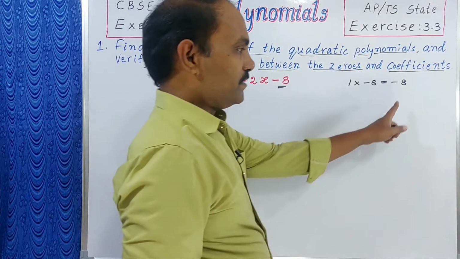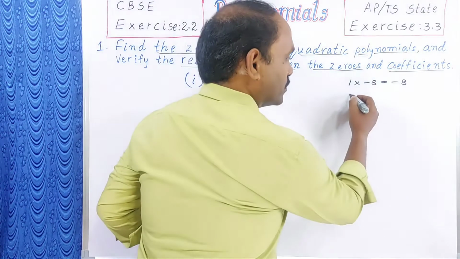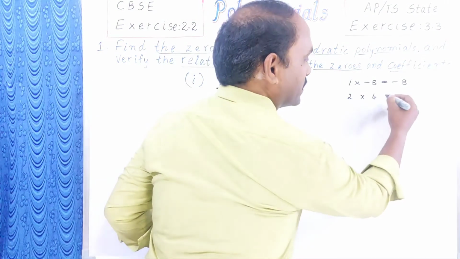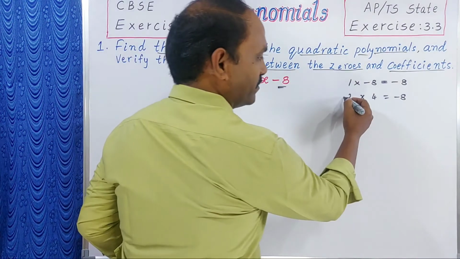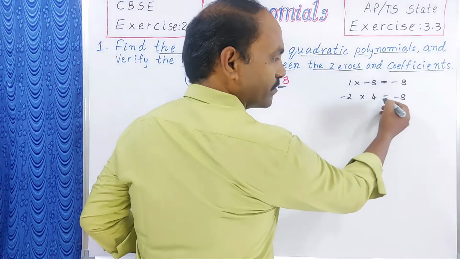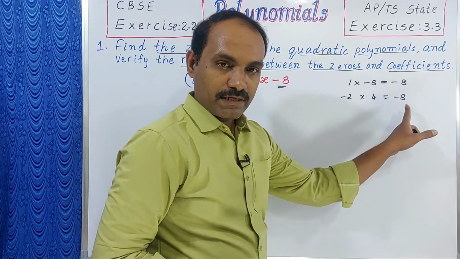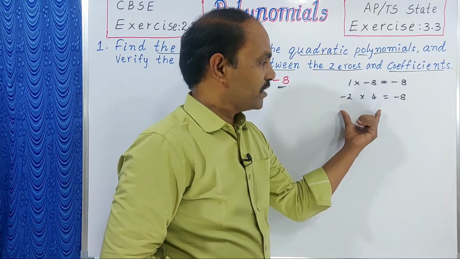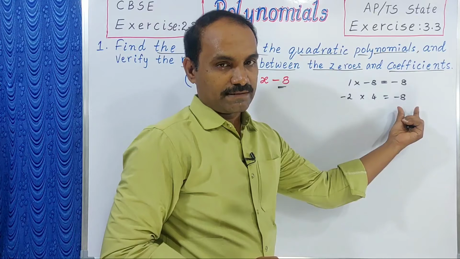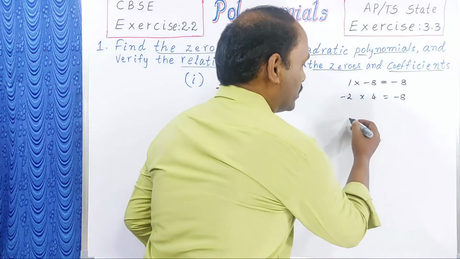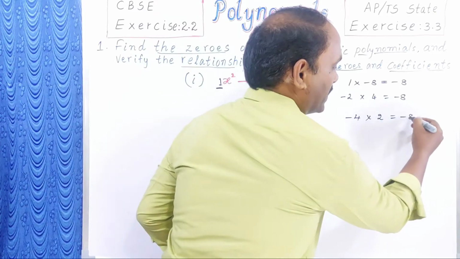Now you should write 8 as a product of two factors. 2 4s are 8, but we need minus 8, that's why minus 2 into plus 4. Why? Because when minus 8 comes as the product, if any one of the factors is negative, then the product is also negative. And one more, minus 4 into 2 is equal to minus 8.